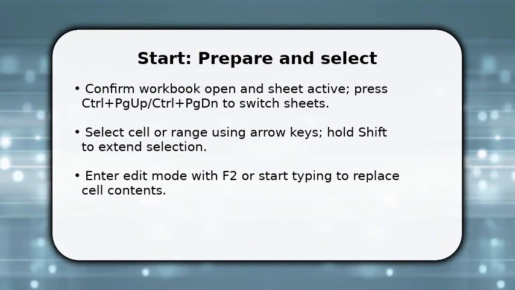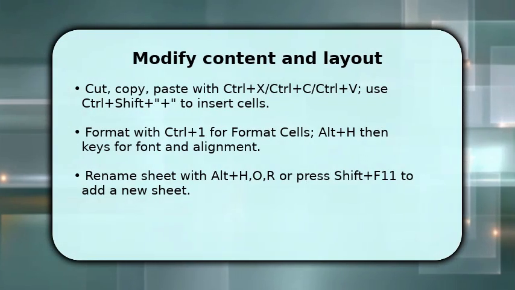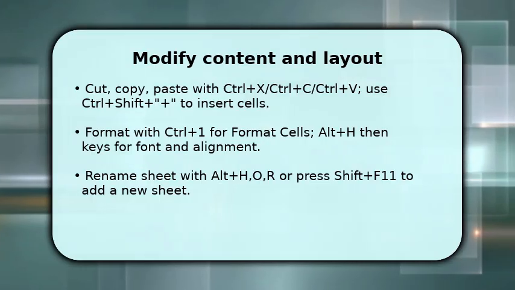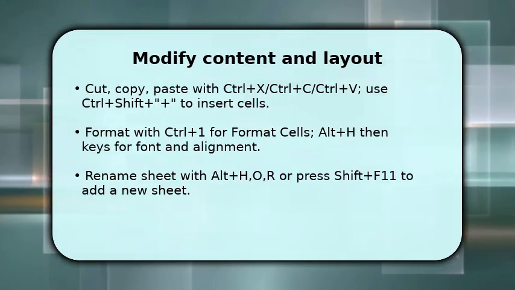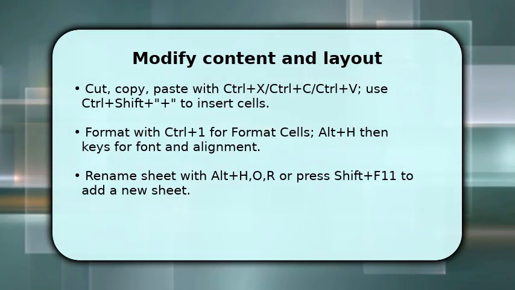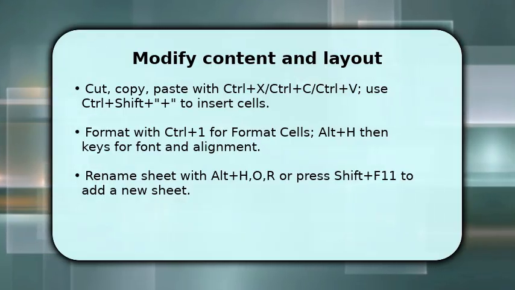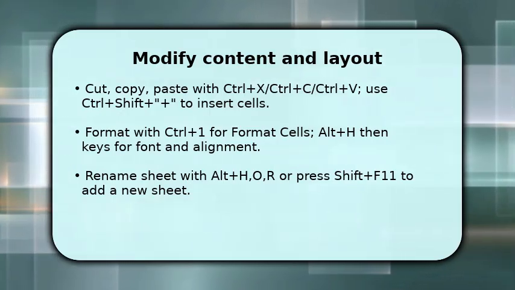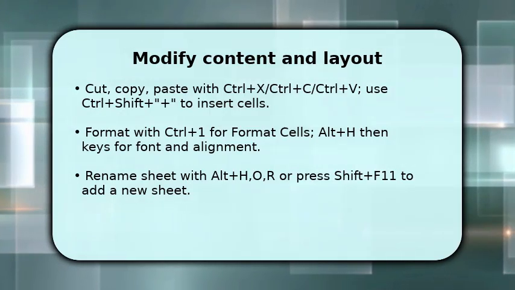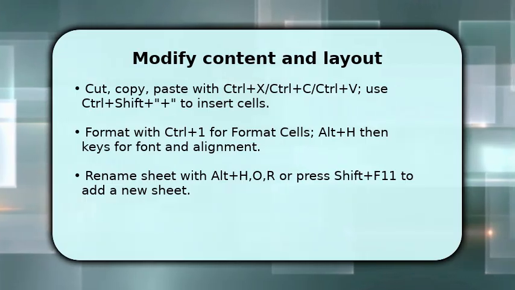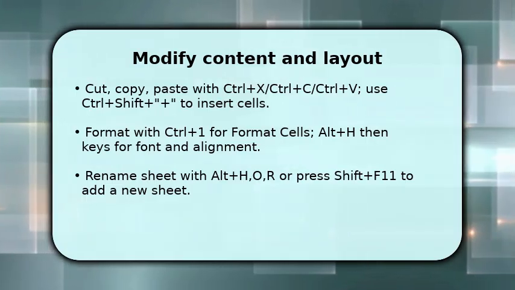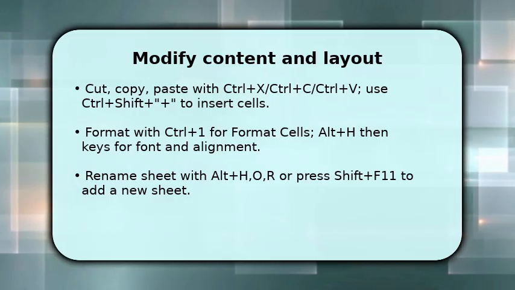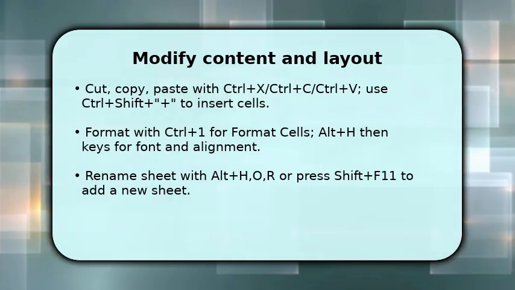speed and accuracy. Now change the sheet itself. To move data, use Control plus X, Control plus C and Control plus V, and insert cells or rows with Control plus Shift and the plus key. Use Control plus minus to delete. For formatting, press Control plus 1 to open format cells and adjust number, alignment, or borders. Alternatively, use Alt, H and the ribbon shortcuts to change font and alignment without leaving the keyboard.